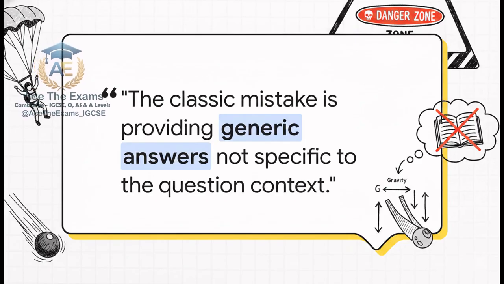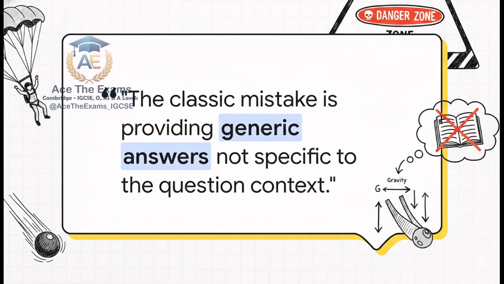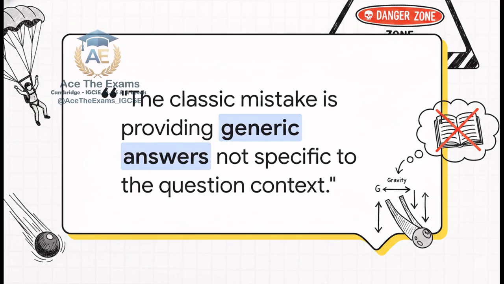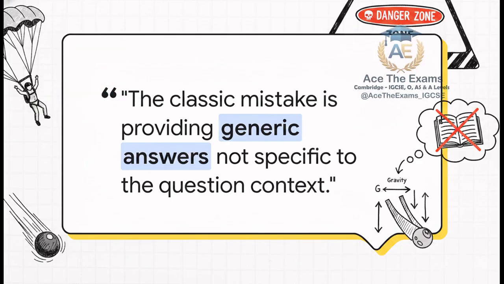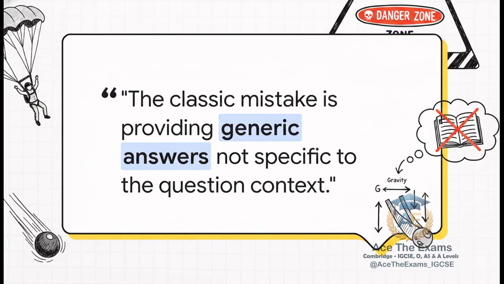Guys, this is the ultimate danger zone. So many students memorize this perfect, beautiful textbook definition of drag or terminal velocity. They paste it onto their exam paper and boom, 0 marks. Why? Because they didn't apply it to the skydiver or the falling steel ball or whatever specific scenario was right there on the page. Rote memorization will completely fail you here.